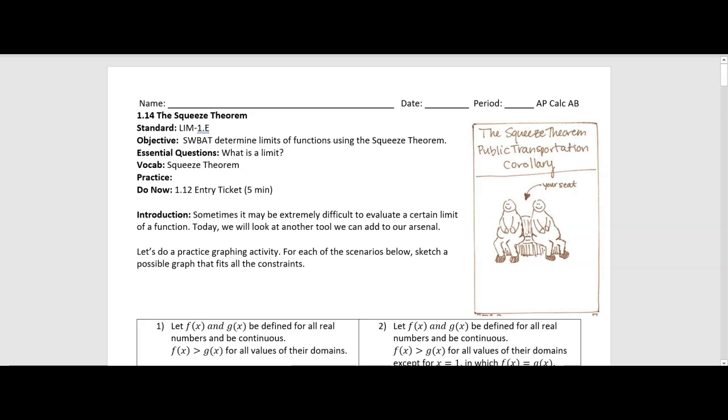It's also not going to pop up in multiple places on the AP exam, or at least I haven't seen it pop up in multiple places. I did see one question that dealt with it on last year's exam, but regardless of how often it's used, it is an interesting theorem and it's part of the course, so we are going to explore it.